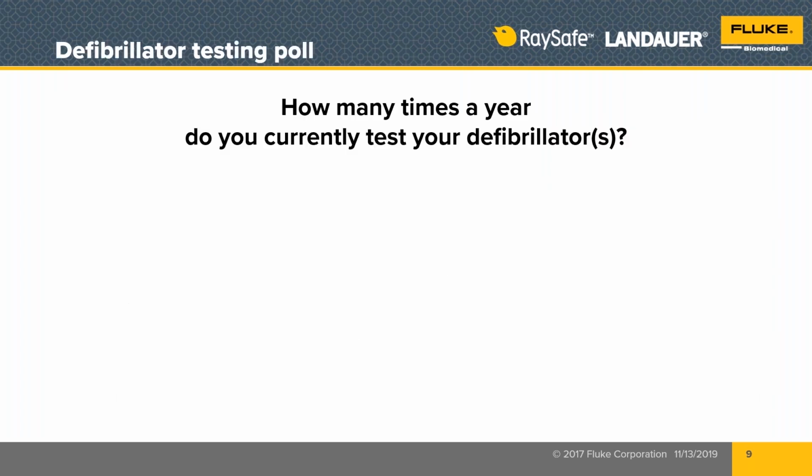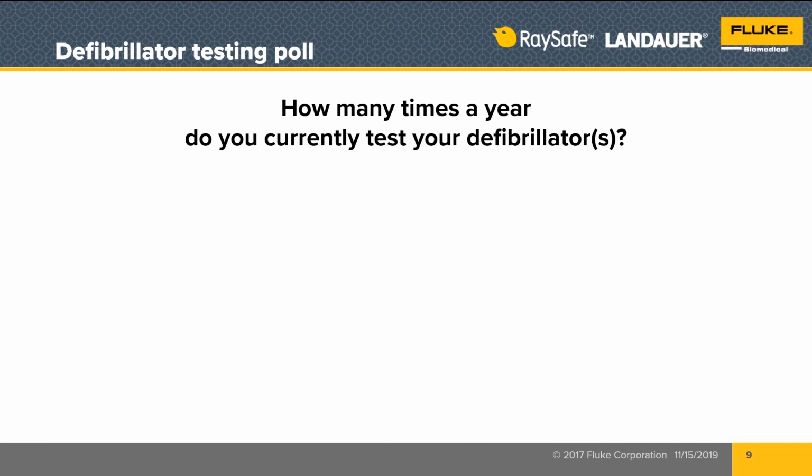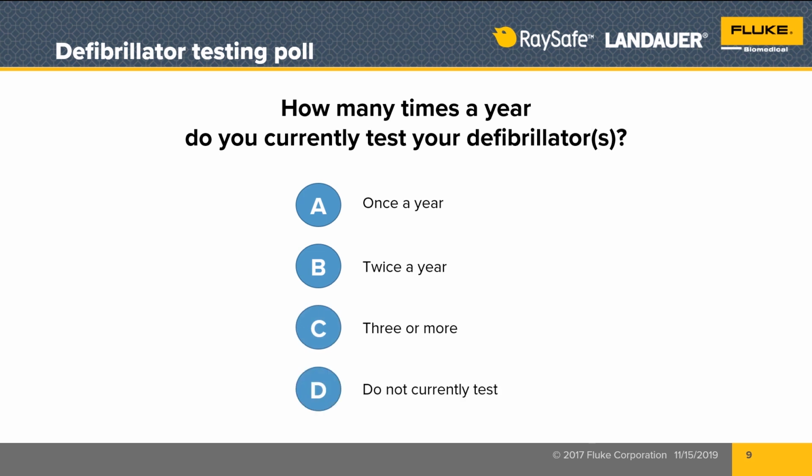So here's our first testing poll question. The question is, how many times a year do you currently test your defibrillators? And we'll just ask that as a general question. And so here's your options: once a year, twice a year, or 3 times or more per year. And do not currently test.